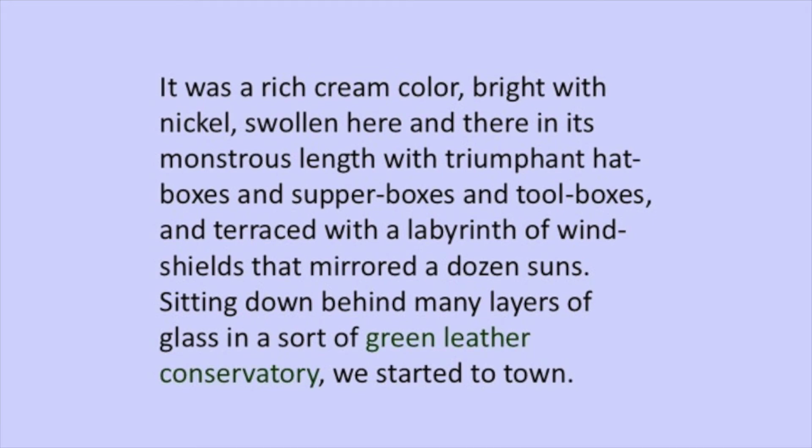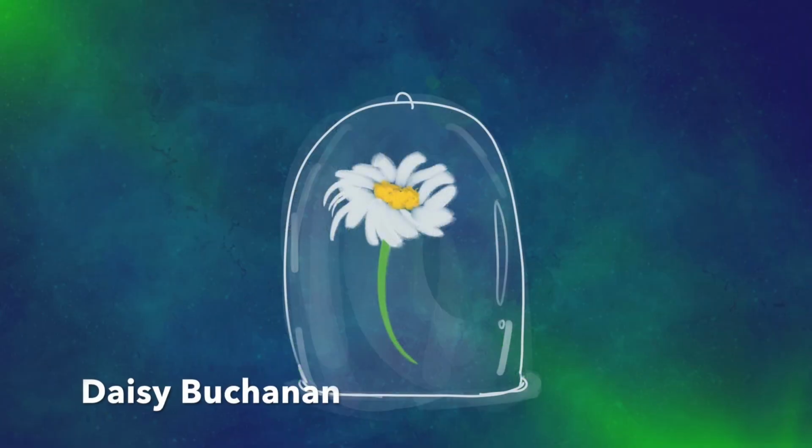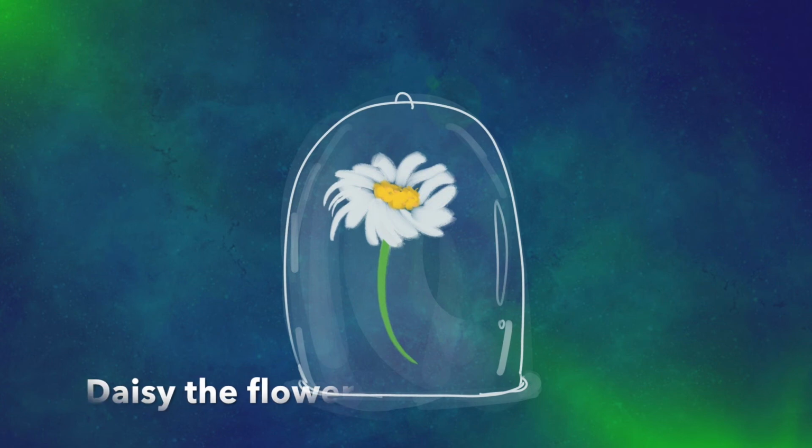The green leather conservatory is perhaps another of Gatsby's attempts to preserve the delicate and fragile petals of a daisy. Get it? Daisy Buchanan and Daisy the flower. But it seems that the conservatory only nurtures the growth of Gatsby's unstoppable imagination, while it undermines Daisy's humanity and dims her into an artificial creation in Gatsby's mind.